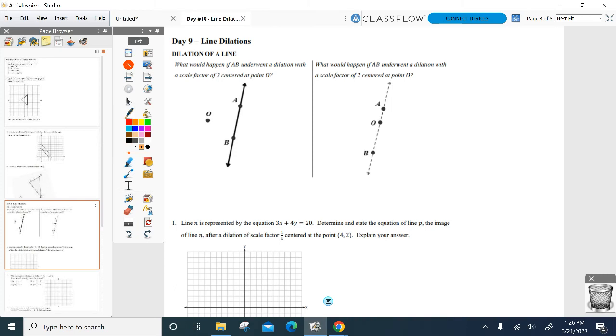I'll do the same on mine. So scale factor of 2, I'm going to say it's about right there.